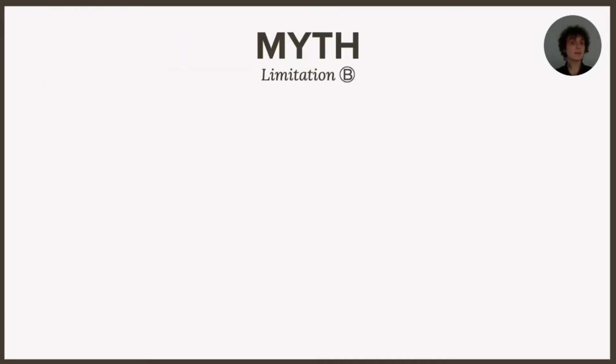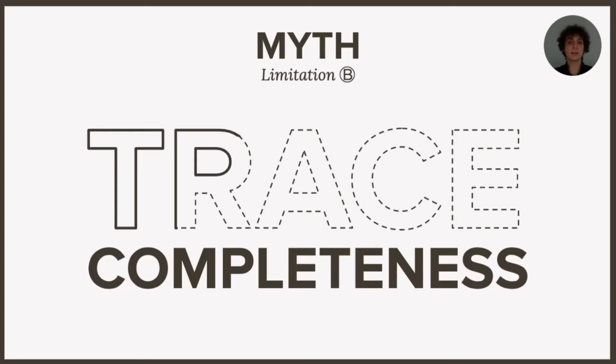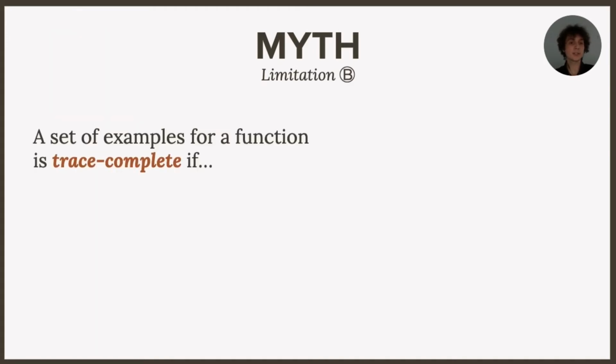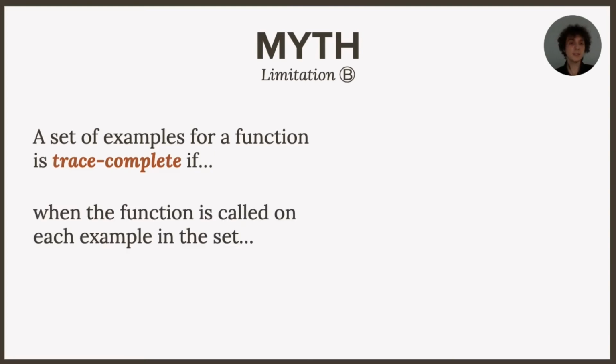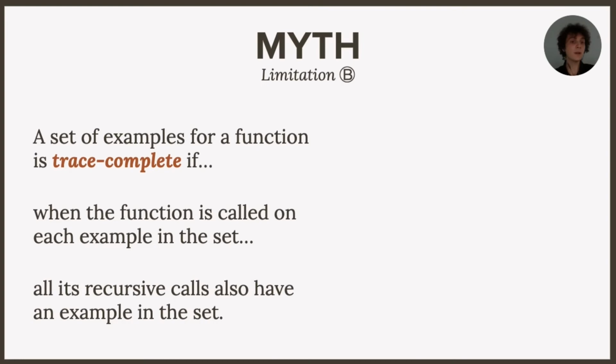So let's take a look at Myth's second limitation, which is known as the trace completeness requirement. To be fair, this isn't just Myth that suffers from this problem. A lot of the program synthesizers that I mentioned earlier also have some sort of trace completeness requirement. So what is trace completeness? Well, a set of examples for a function is trace complete if, when the function is called on each example in the set, all its recursive calls also have an example in the set.